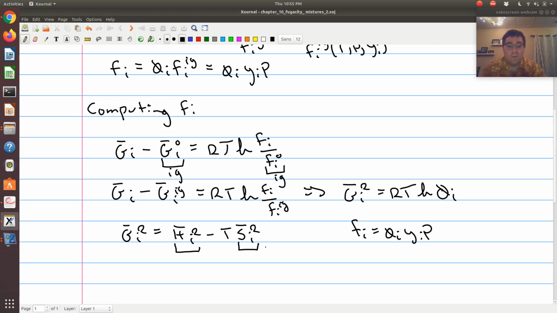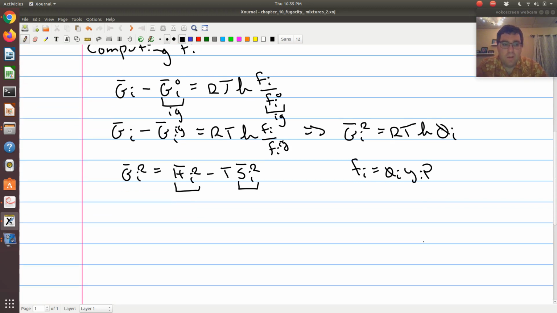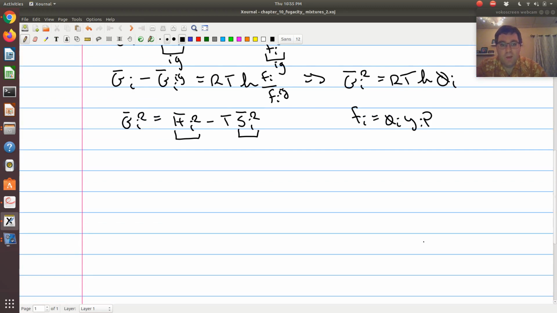And so once I have phi, I just multiply by yi times P, which I know, those were inputs to my black box, and I could get f if I wanted to. Okay, cool. The other way you could go about it is just like we played with in chapter 7. If I'm thinking about differentials, if I play with just this expression here.